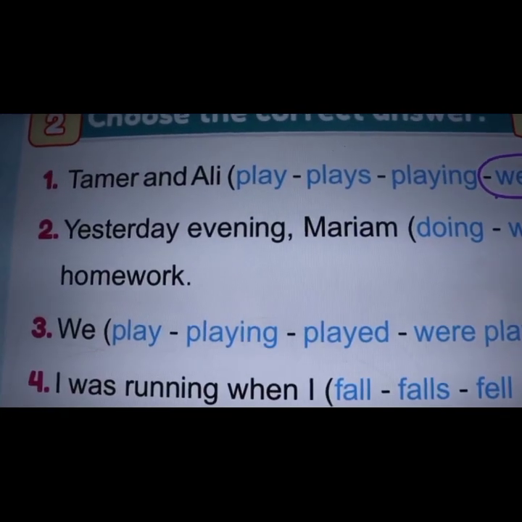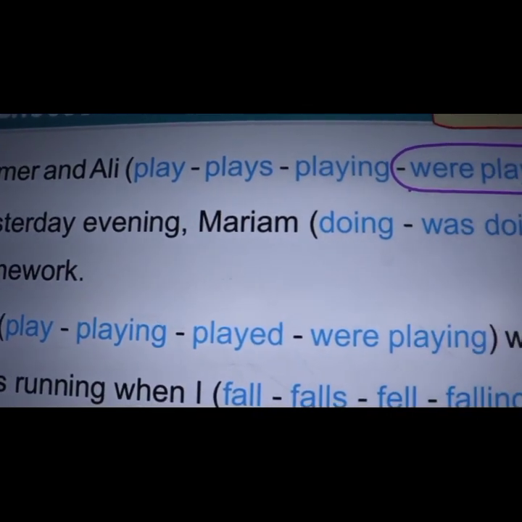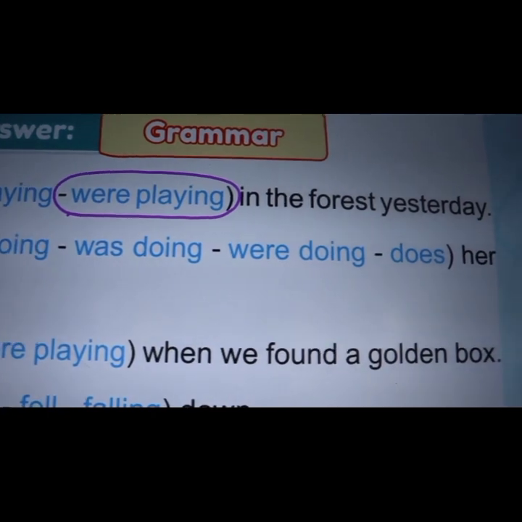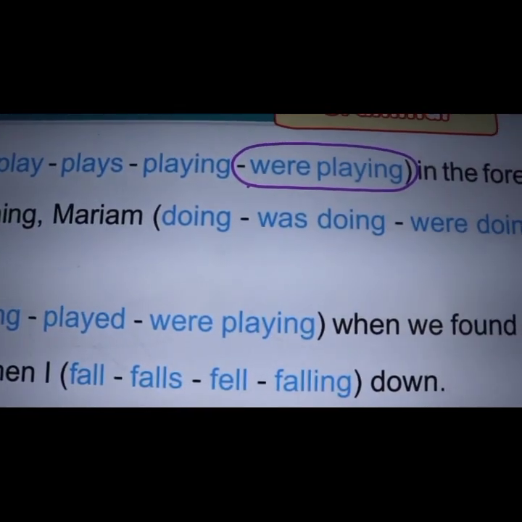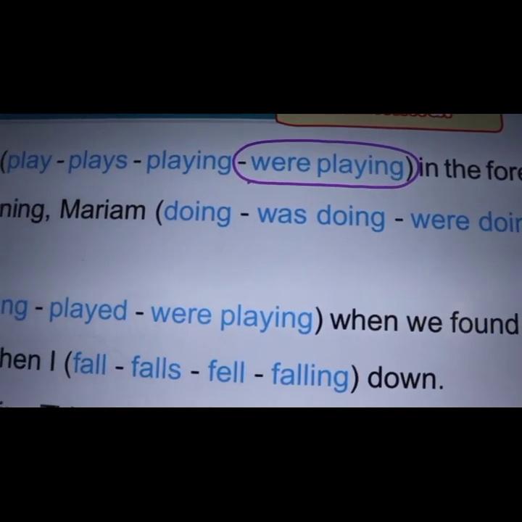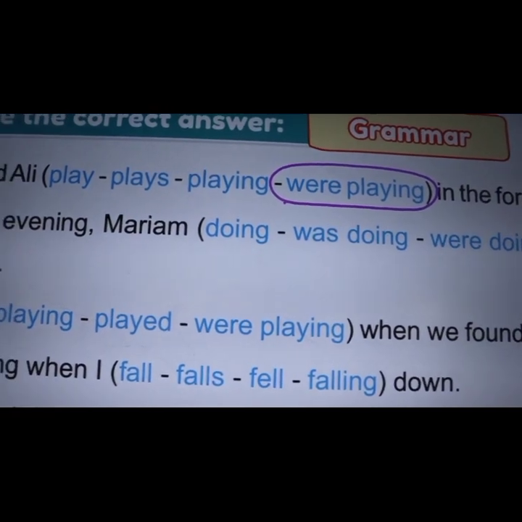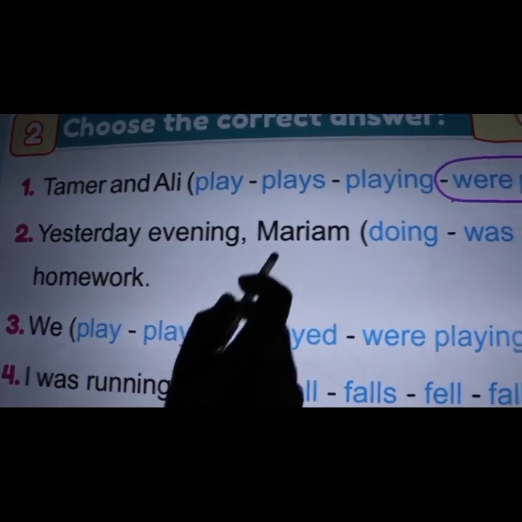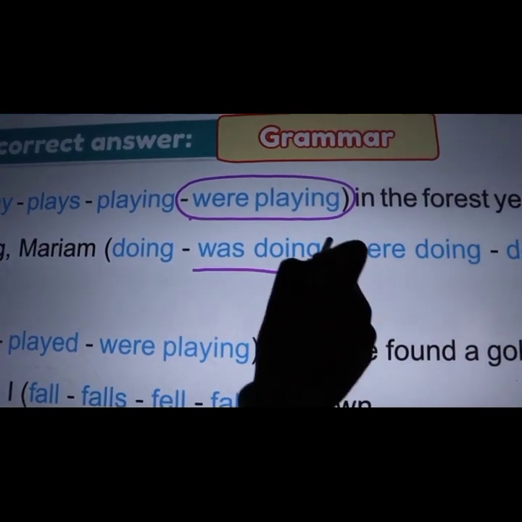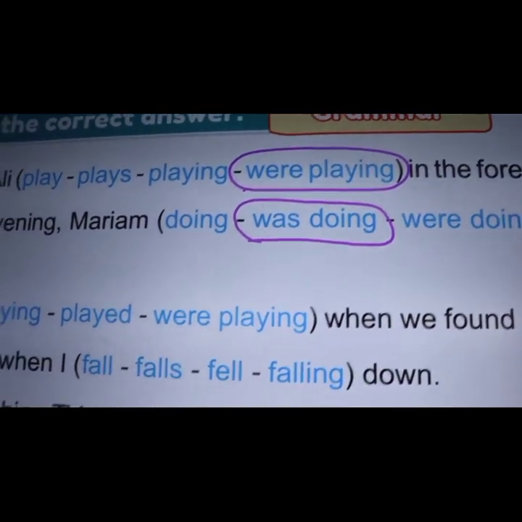Number 2. Yesterday evening, Marion doing or was doing or were doing or does her homework. We also here have the past continuous tense. We want to tell about something that happened at a particular time in the past. And the subject here is singular, Marion. So we will choose was plus verb plus ing, was doing.